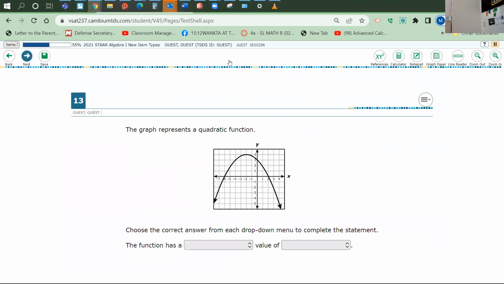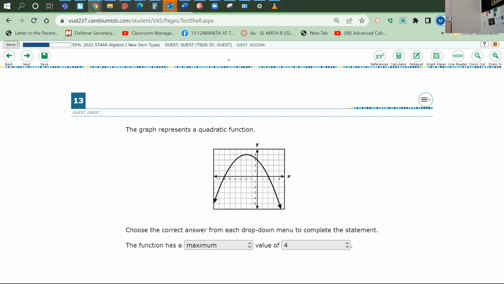13. Okay, again, this tells us a quadratic function, and this is multiple choice. The function has what? Use a drop down. It has a maximum. By now, if you guys remember that, that's a maximum. And the value of the maximum occurs at what? Well, it's 4. See, this is a maximum and it occurs at 4.